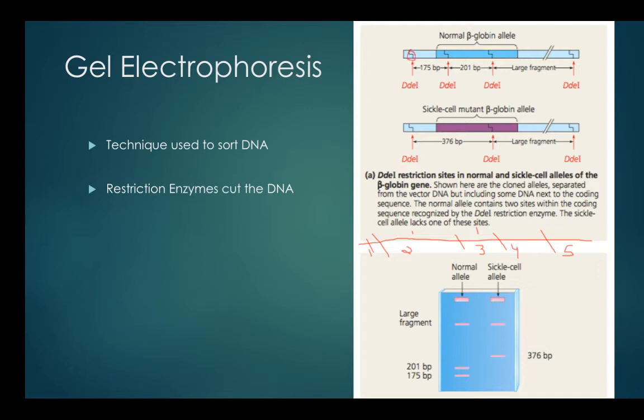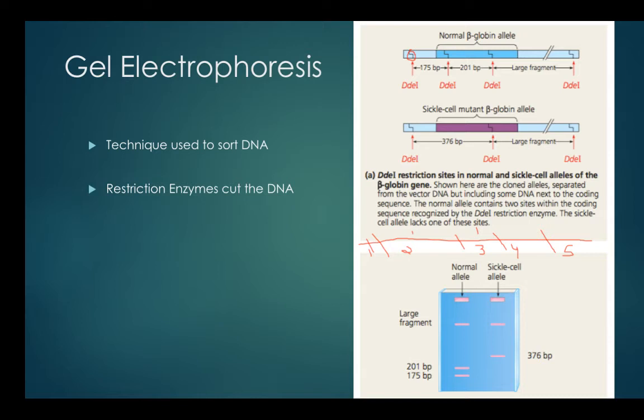And different strands of DNA are going to have different cuts, because you're going to have different locations for those restriction enzyme sites. And the result is you're going to get different size fragments.